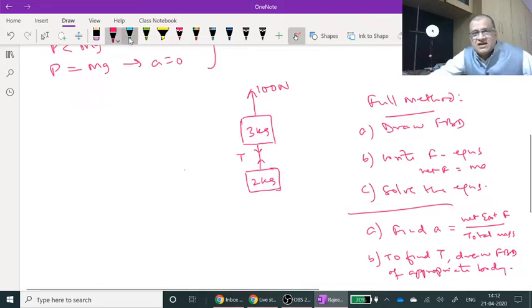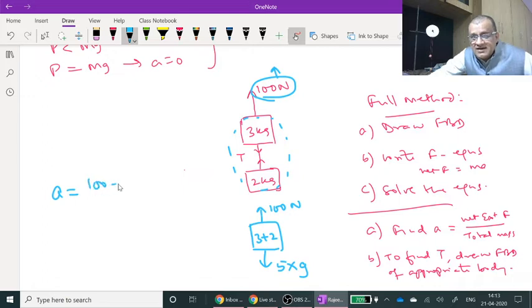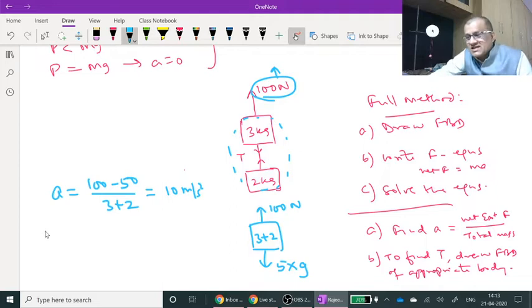If you look at this entire system, there is one force of 100 newton acting upward, and another force acting downwards. And what is that? 3 kg plus 2 kg, so 5 kg multiplied by g is the downward force. So a will be (100 minus 50) upon (3 plus 2). So it is 10 meter per second square, as given by Mudit. You were giving an answer and now you have removed your comment. So this is the acceleration.